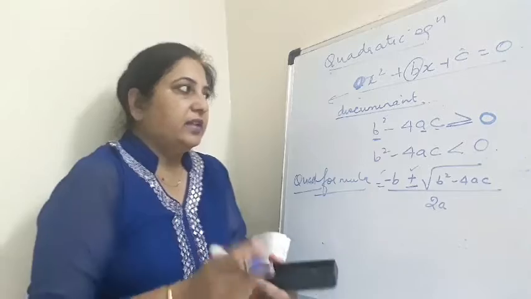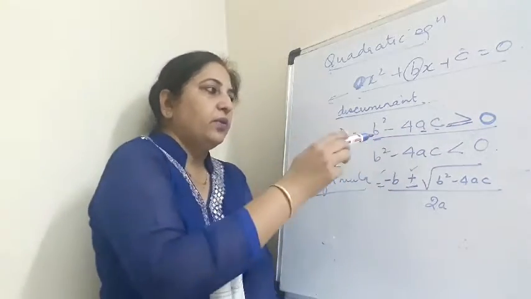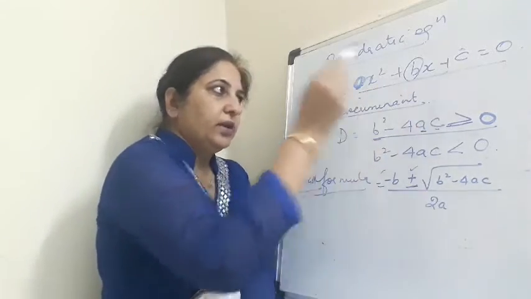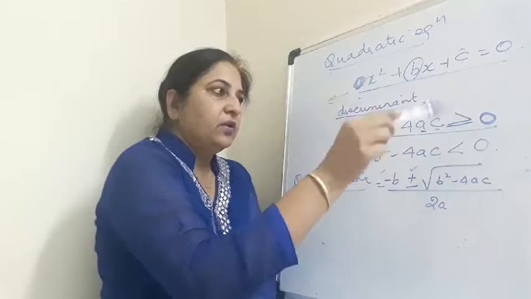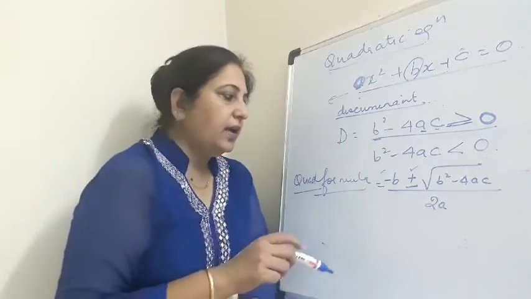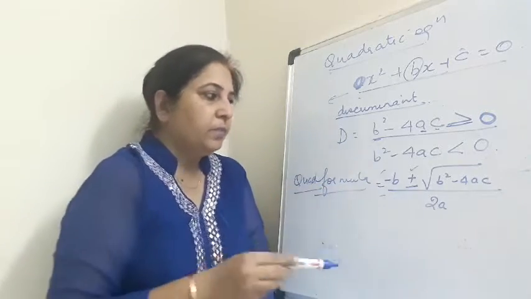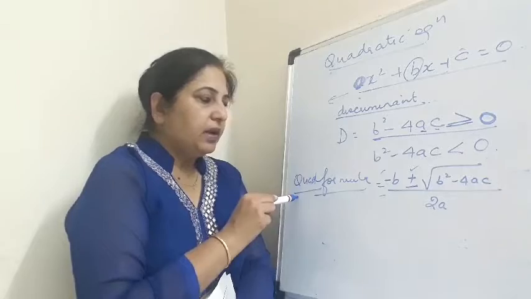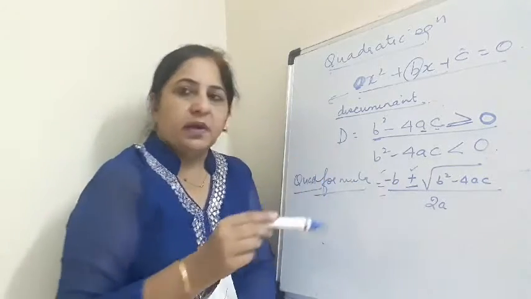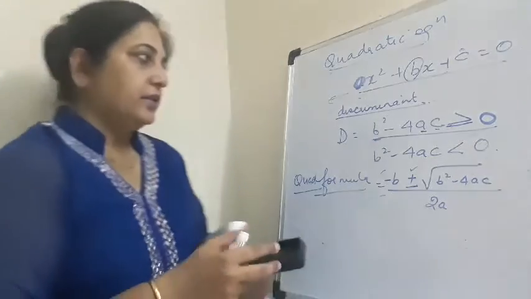So first we will find the value of the discriminant. The discriminant capital D is given by b² − 4ac. The values of b, a and c you will get from the equation. If it is greater than or equal to 0, then it will have real roots. If it is less than 0, it will have no real roots, and you will not apply the formula. And the quadratic formula for finding the real roots is −b ± √(b² − 4ac) upon 2a.